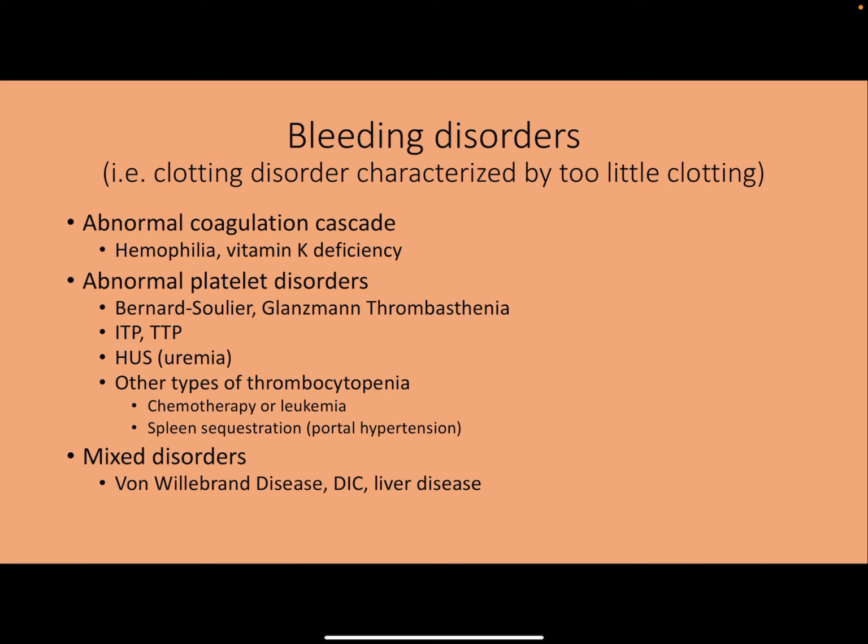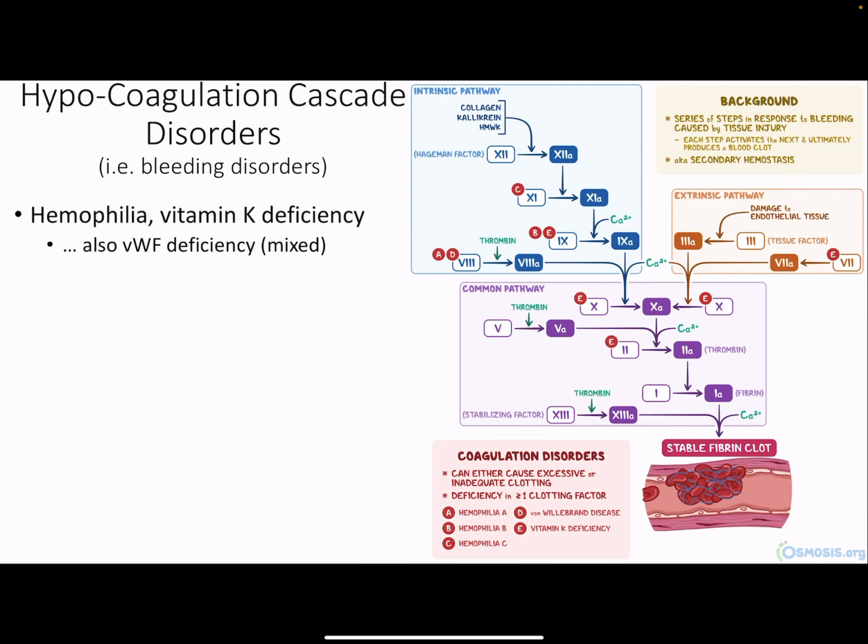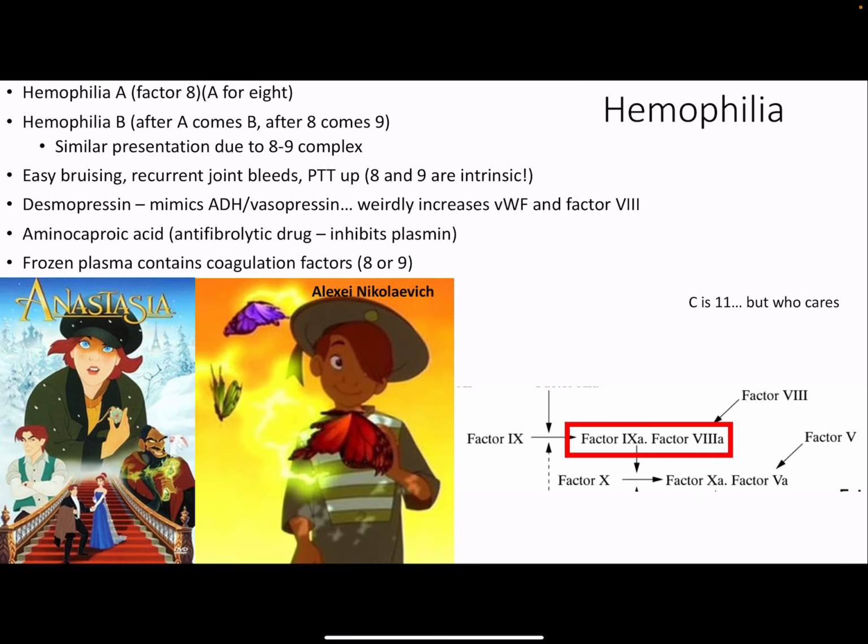All right, let's talk about bleeding disorders. So these clotting disorders can be characterized in, I guess, 3 different camps. Those that have a deficient coagulation cascade, those that have a deficient platelet, and those that have some combination of the two. So let's start with the coagulation. So really this is just hemophilia and vitamin K. Von Willebrand factor kind of belongs here, but this really is the last category. This is mixed.